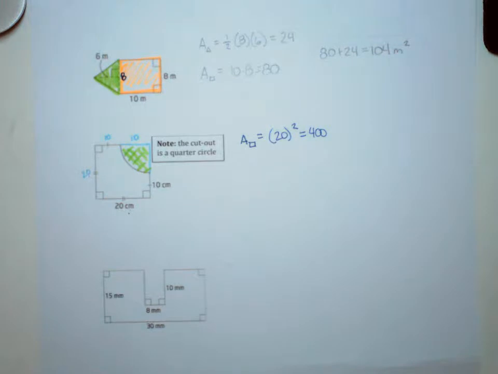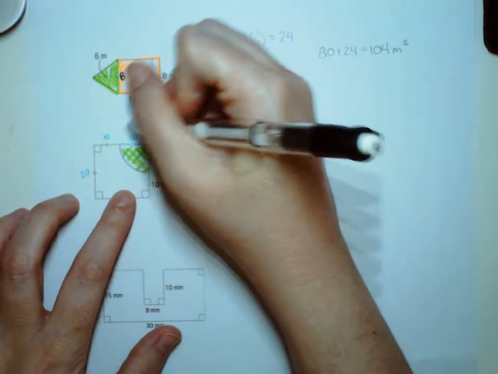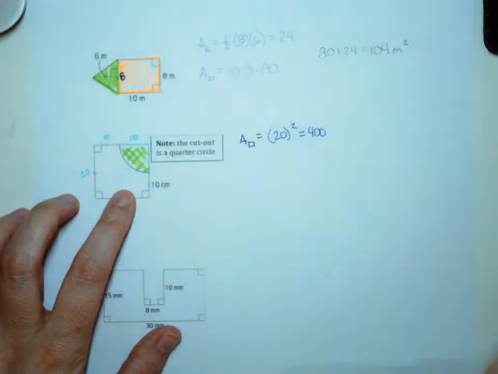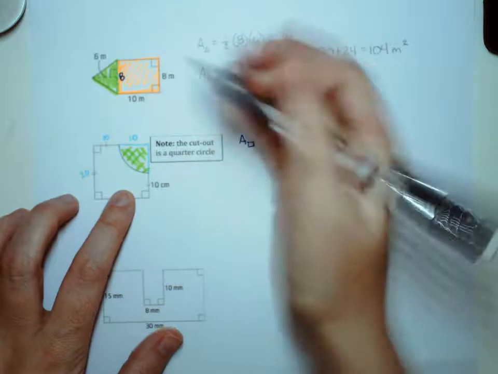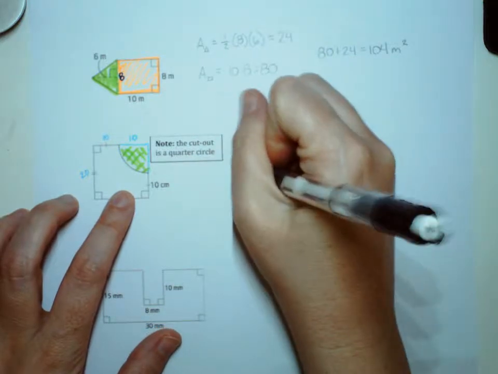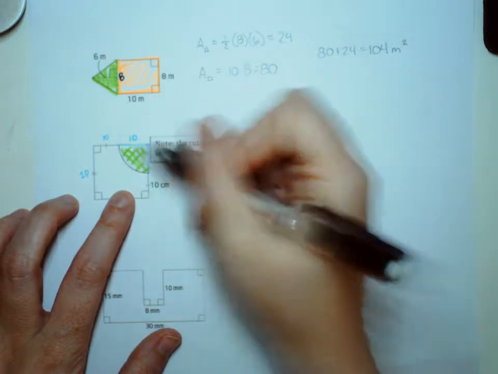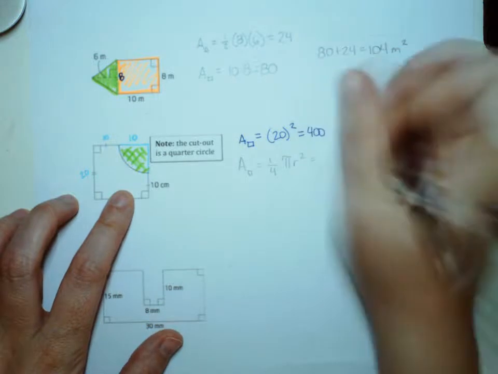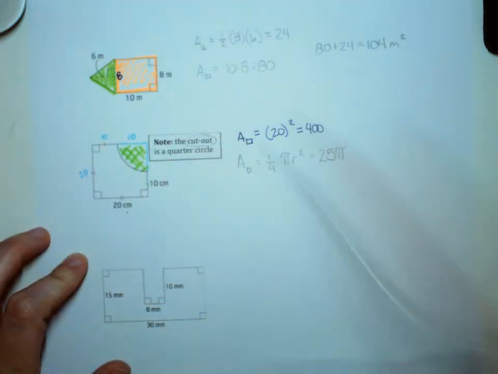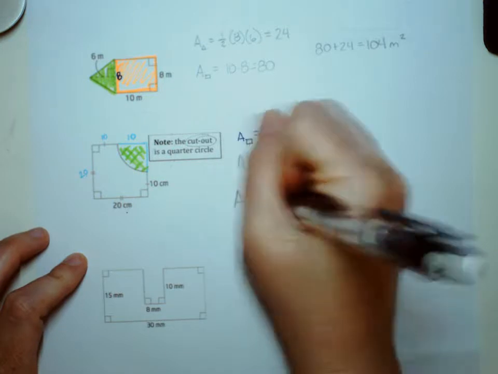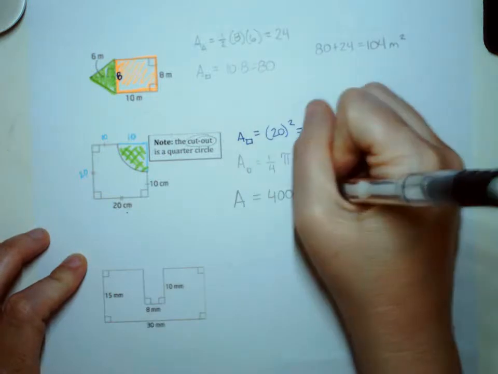And so I know that the area of a circle was pi r squared, where r is the radius. So if this were a full circle, the area would be pi times 10 squared. But it's not a full circle, it's a quarter of the circle. So the area of your quarter circle is going to be 1/4 of pi r squared. Your radius is 10, so 1/4 of 100 pi gives me 25 pi. Okay, because it is cut out, you have to subtract. So your total area is going to be 400 minus, because you're cutting it out, 25 pi.